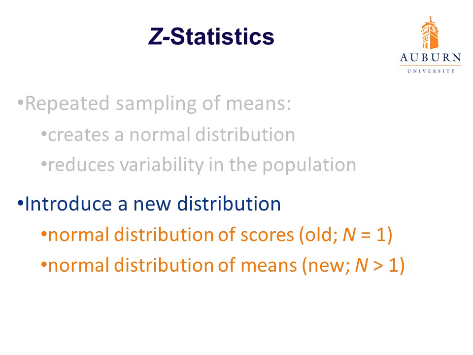When we repeatedly sample from the population and then plot those means in a frequency polygon, we create a new distribution, specifically a distribution of means. In other words, a distribution of averages.